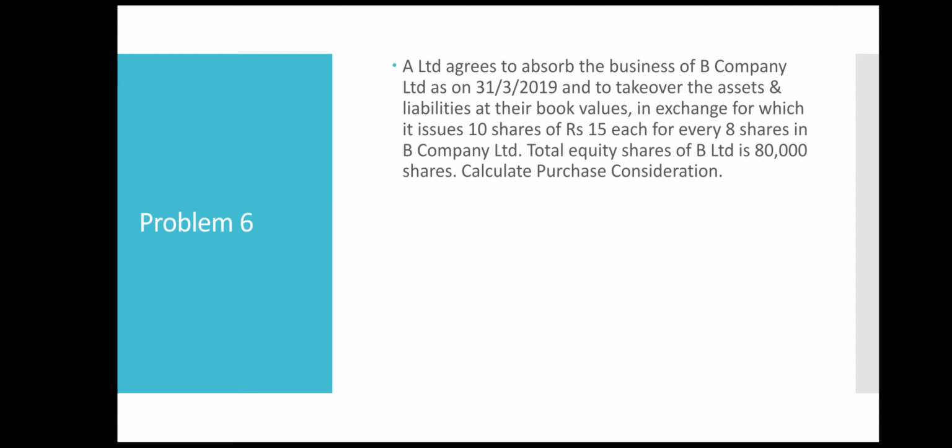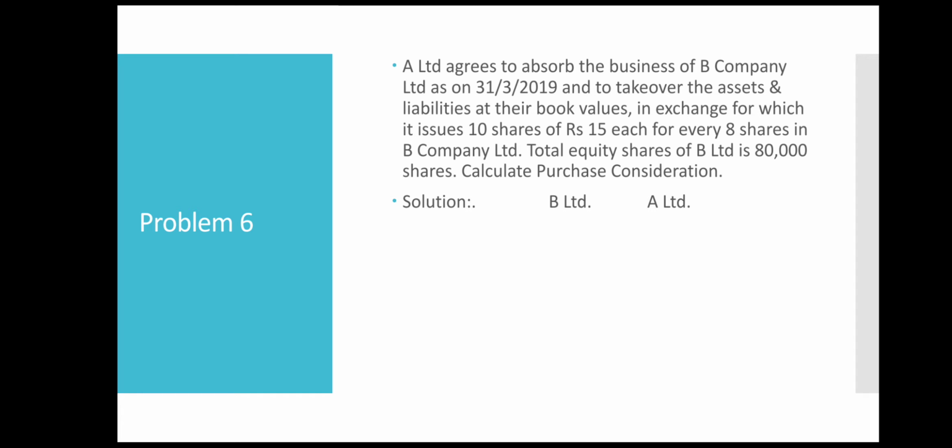Total equity shares of B Limited is 80,000 shares. So B Limited is having 80,000 shares in total. If you have 8 shares, you will get 10 shares. If you have 80,000 shares, what will be the number of shares? This is the calculation that needs to be done, and you have to calculate purchase consideration. I hope you have understood the problem. Now let us look at the solution of the problem.